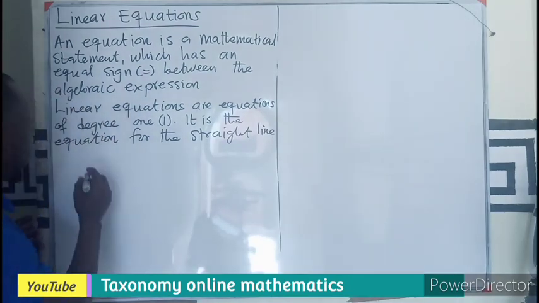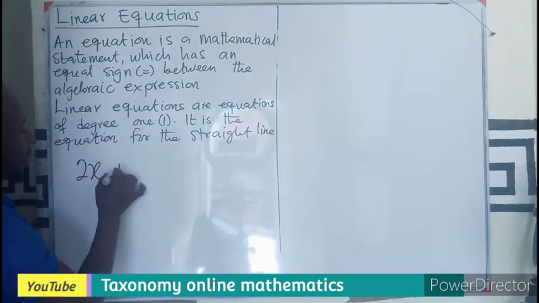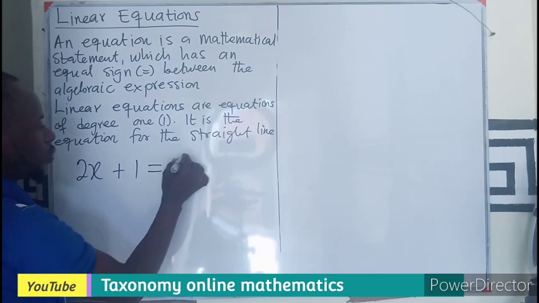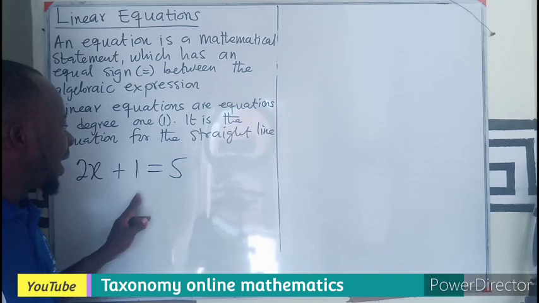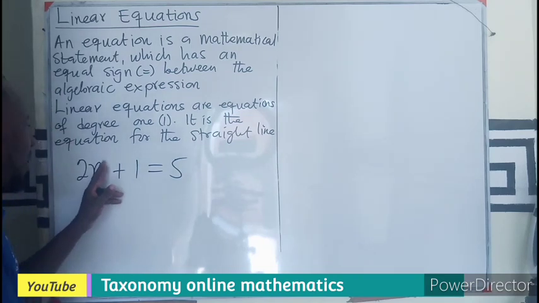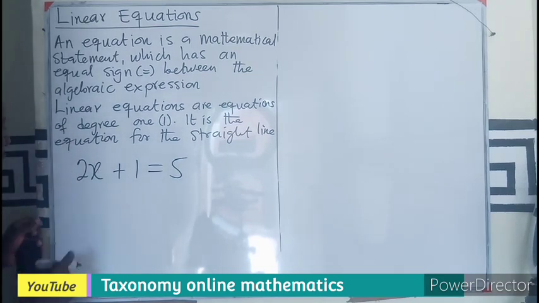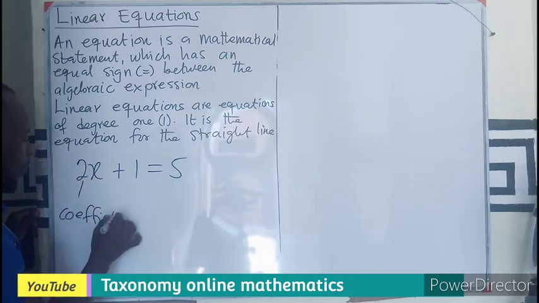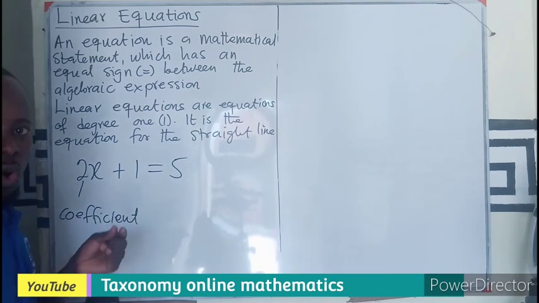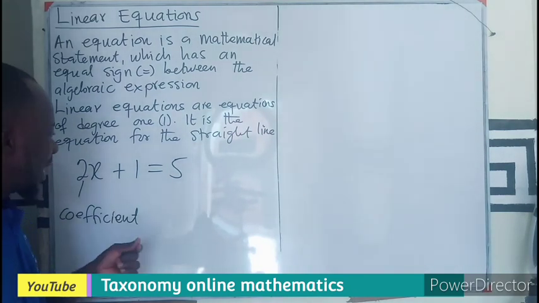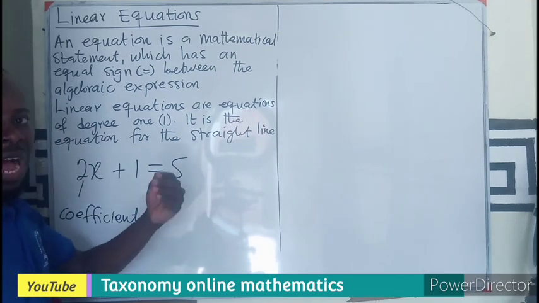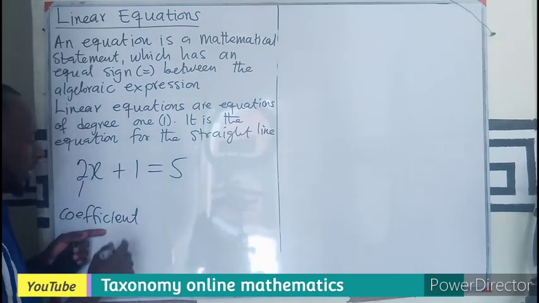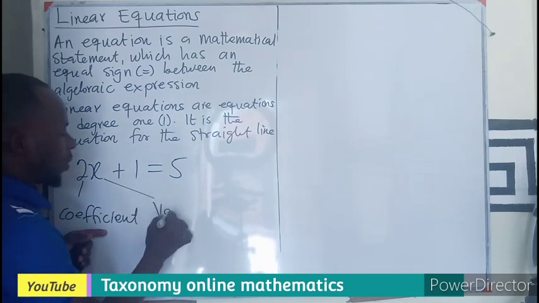Now, if I have 2x plus 1 equals 5, obviously this is an equation, and at the same time it is linear because the variable in there has a power of 1. Now, the number that comes before the variable is what you call the coefficient. Any constant or any number that is placed in front of a variable, simply put, in front of an alphabet, is what we call a coefficient. Then the alphabets are called variables.